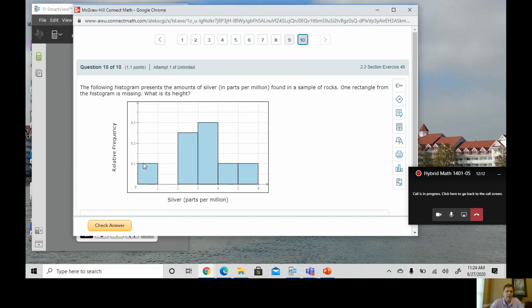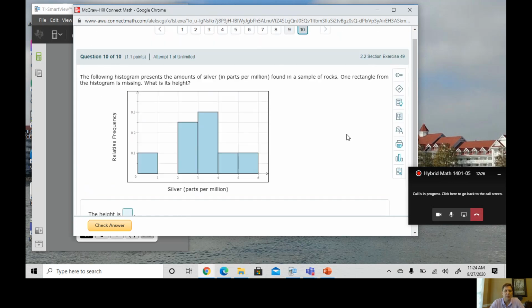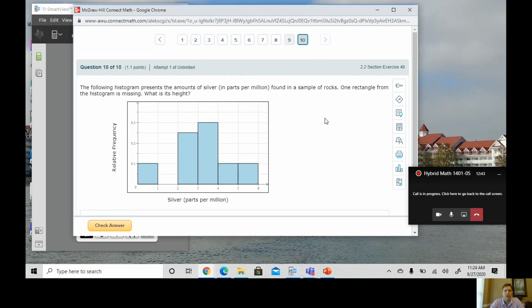Okay, so if we have a bar missing, we have 0.1 plus 0.25 plus 0.3 plus 0.1 plus 0.1. That equals some number. Subtract that from 1, that gives you the height of the missing bar. Okay, the bar that reflects all the data between 1 part per million of silver all the way up to 2, but not including 2, in this sample of rocks. All right.